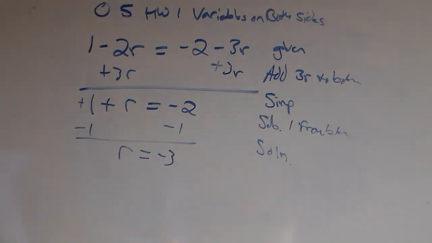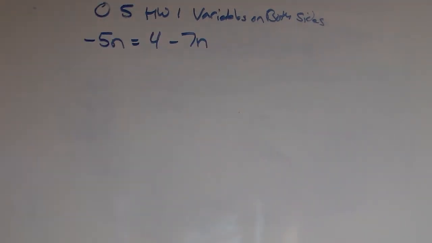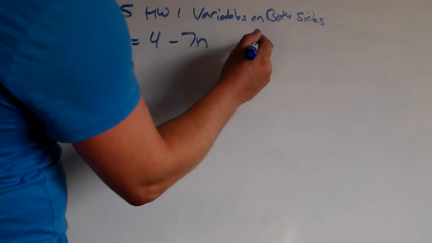Next up is problem number 6. Alright, here's problem number 6. We have negative 5n equals 4 minus 7n. That's given to us.